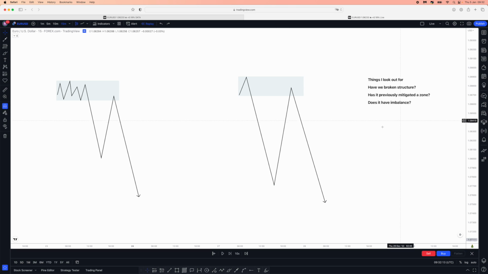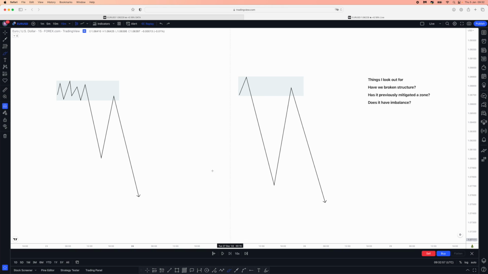These are three things that are very important to me when it comes to supply and demand zones. You don't need to have all of these. What I would say is I would definitely look for a break of structure, and pretty much all of the time I look for an imbalance in the market as well. A previously mitigated zone isn't necessary at all times, but it's something you can look out for, and it gives added probability and added confluence.